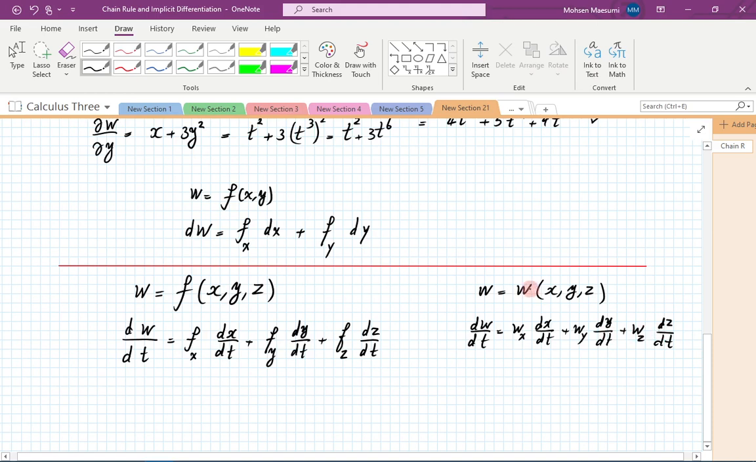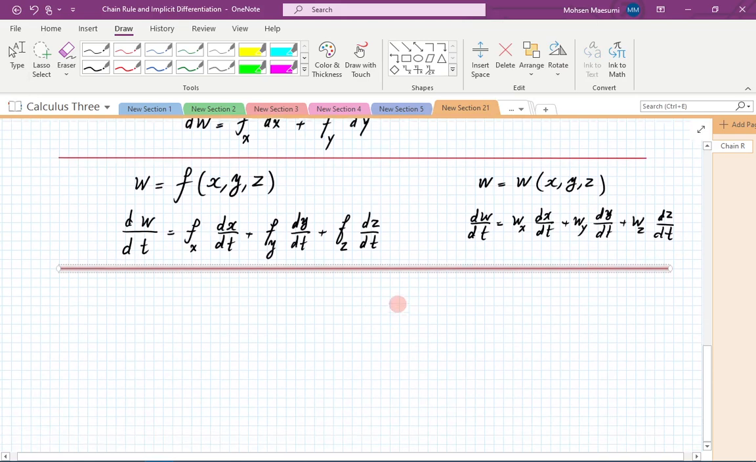Sometimes it causes confusion as to what is meant by this. In w_x, w is the name of the function, and you're taking the partial derivative of that particular function. Okay, so this is one type of chain rule we have, and there are some other types as well.